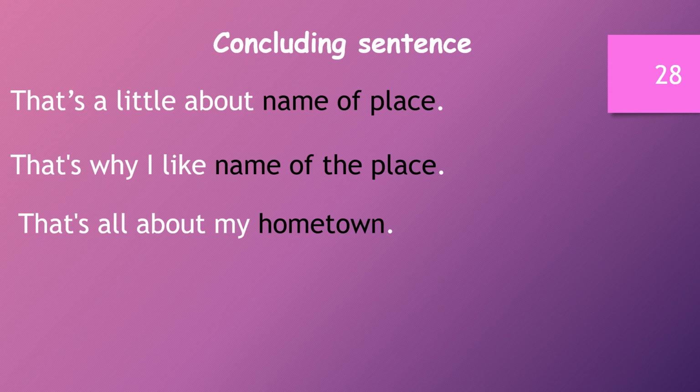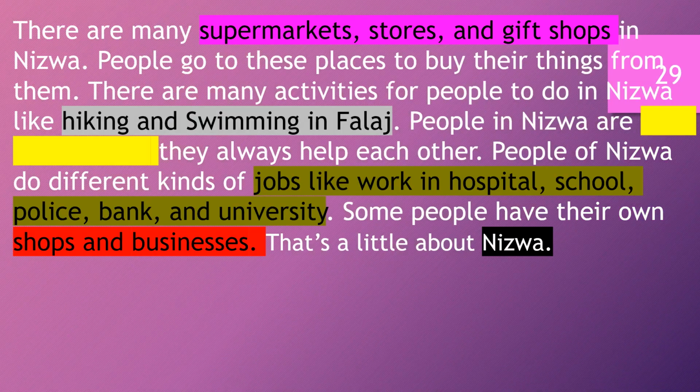Now we need to conclude by writing the concluding sentence. Again, I have given you examples of 3 concluding sentences. If you are writing about any general place, use number 1. That's a little about, and write the name of the place. If you are writing about a famous place, choose number 2. That's why I like, and the name of the place. And if you are writing about your hometown, choose number 3. That's all about my hometown. Now, in this case, we will choose number 1. That's a little about Nizwa.